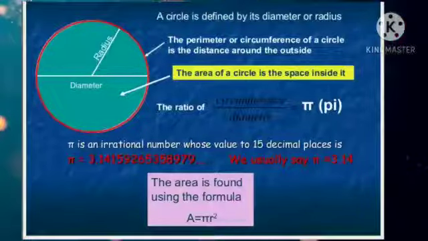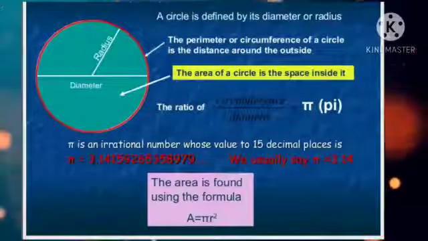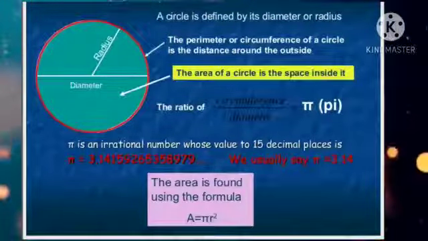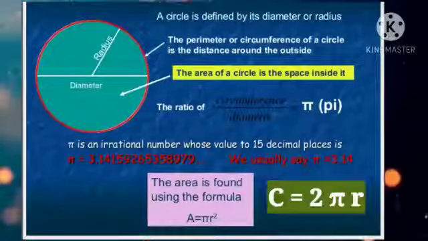Actually, the ratio of circumference and diameter is called pi. So, dear students, the formula for the area of a circle is pi r square, and the circumference of the circle is 2 pi r.